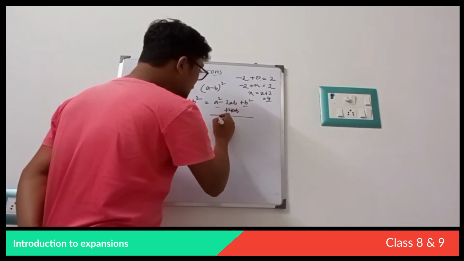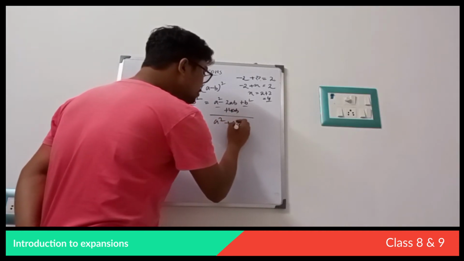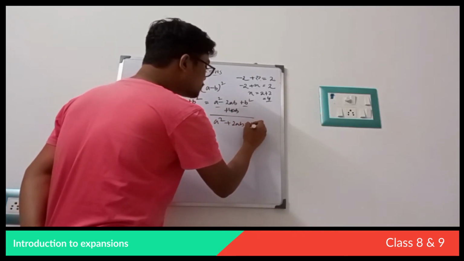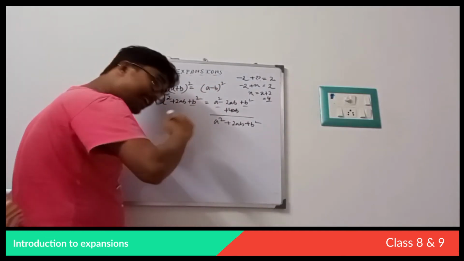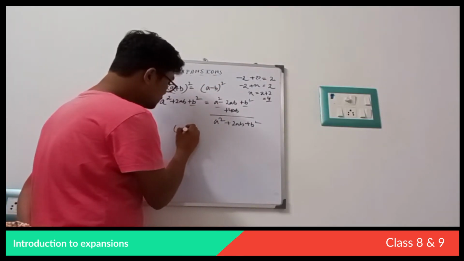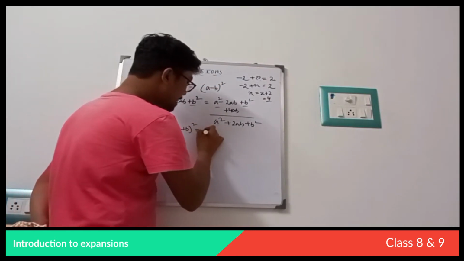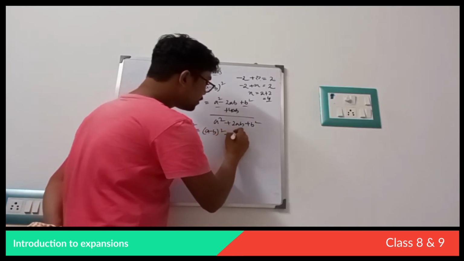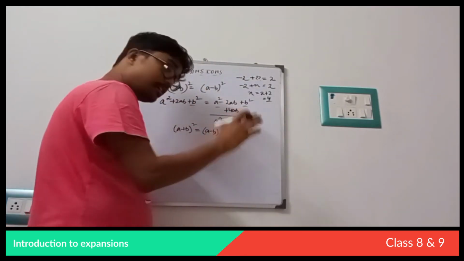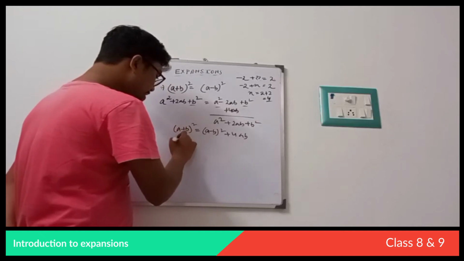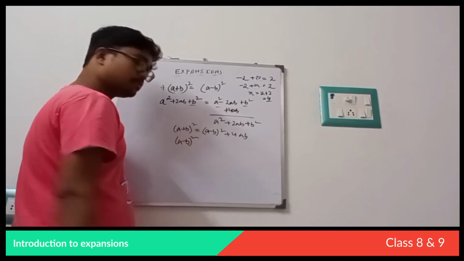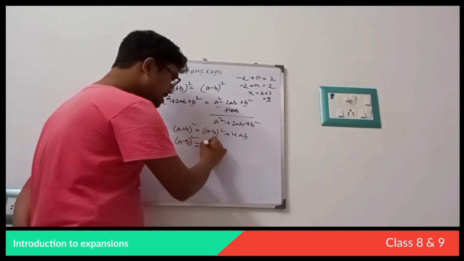So we will get a square plus 2ab plus b square. So I can write (a plus b) whole square equals (a minus b) whole square plus 4ab. And this is a trick. If I write (a minus b) whole square, then what we will do? First write (a plus b) whole square.